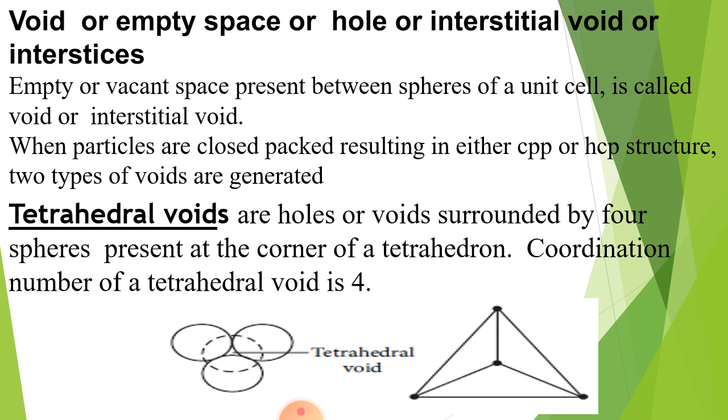A void is covered by 4 spheres. That's why this void is known as a tetrahedral void, as the void is covered by 4 spheres. That's why the coordination number is also 4.